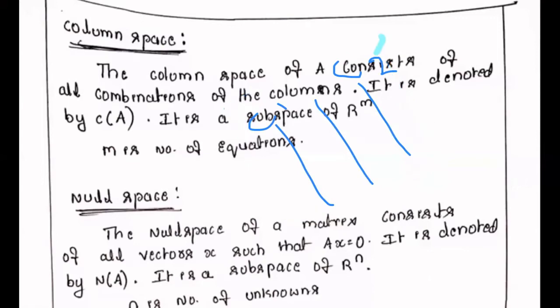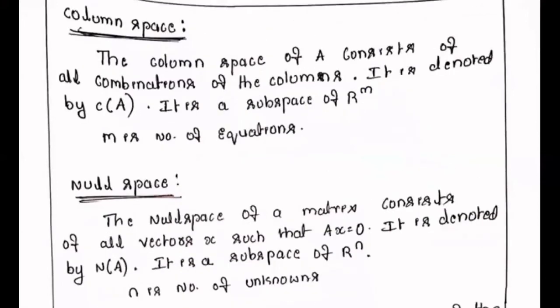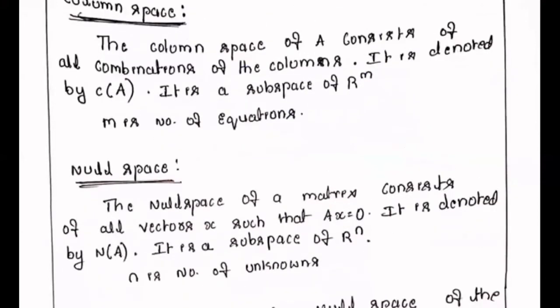Here the column space of A consists of all the combinations of columns. That means both the addition and all. It is denoted by C of A. It is a subspace of R to the power of M, where M is the number of equations.